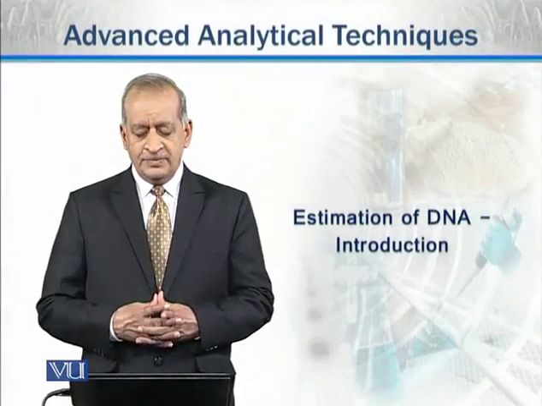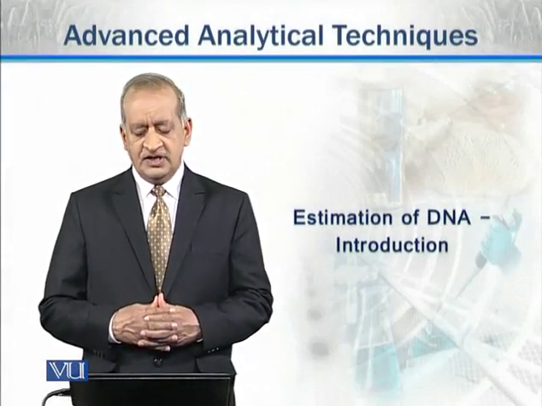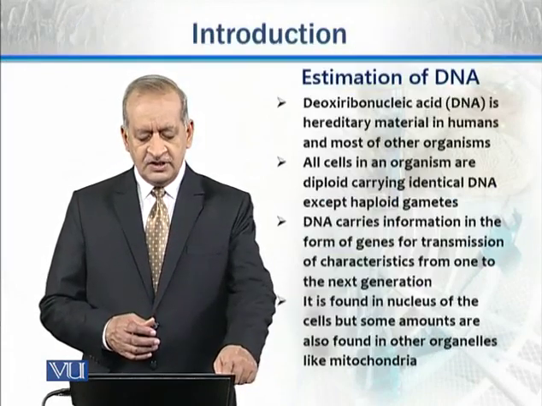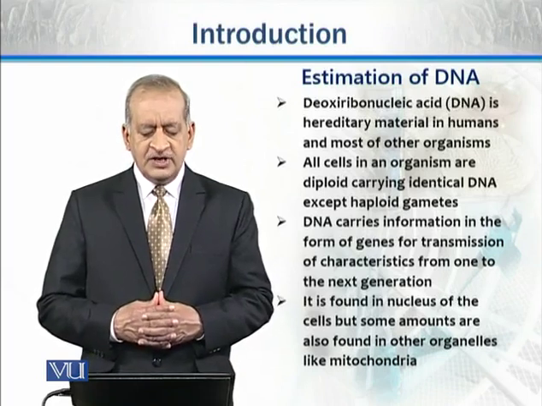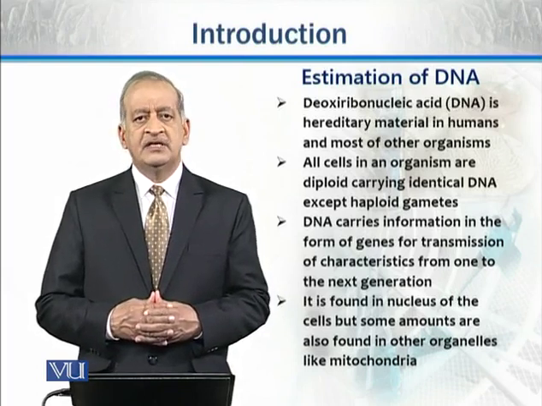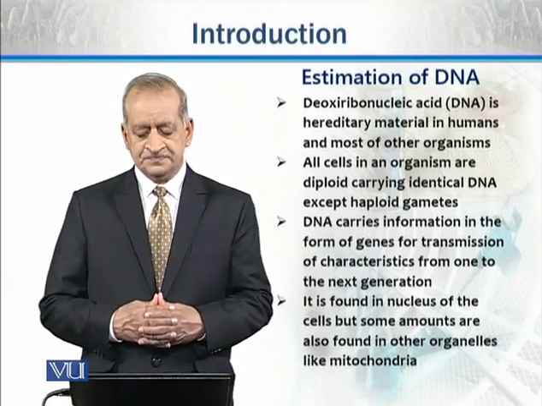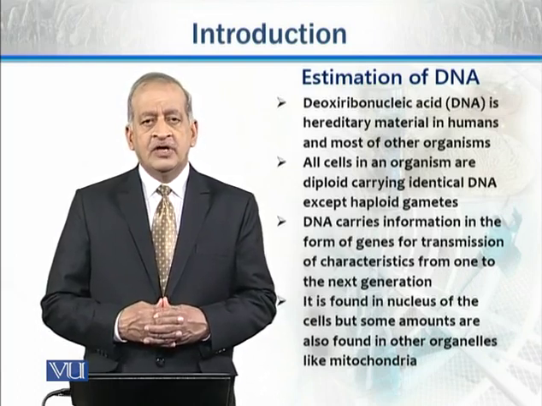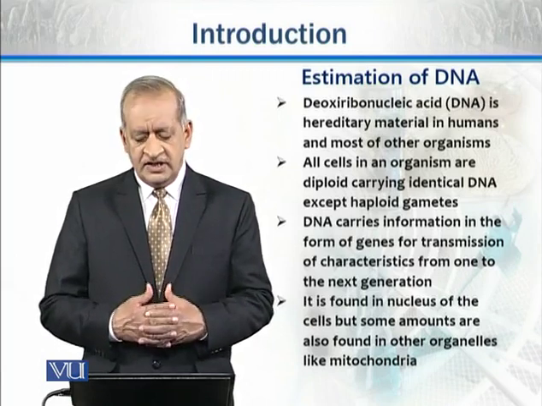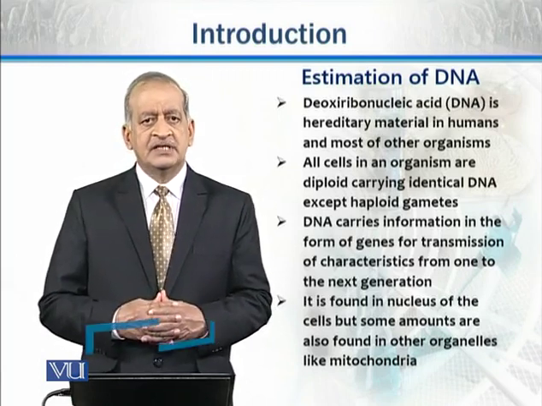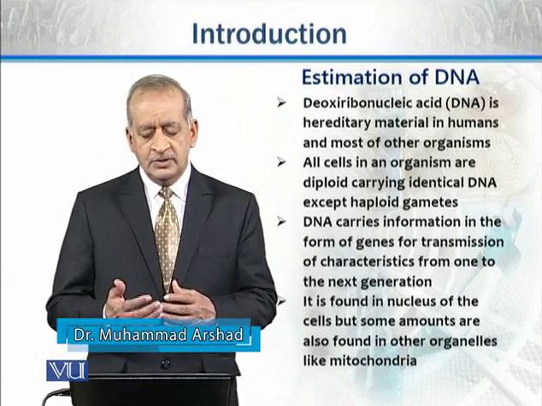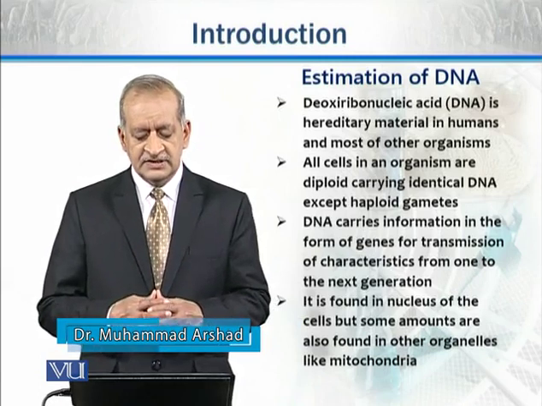So our today's main topic is estimation of DNA, and we will first of all discuss its introduction. What is DNA? Deoxyribonucleic acid, we all know, is hereditary material in humans and most of the other organisms. All cells in organisms contain a diploid amount of DNA, and in gametes it is haploid, or half the amount of DNA is present in gametes as compared with other somatic cells.